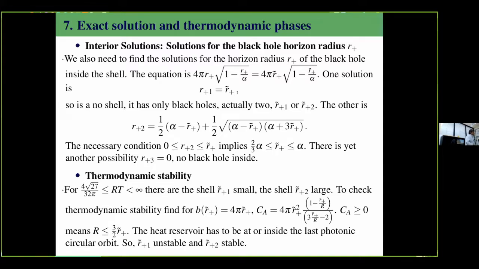Now, we have solutions that are unstable, which is the heat reservoir and the small r+1, and we have solutions that are stable, which is the heat reservoir and the large black hole obeying this, which is precisely the r+2 solution.